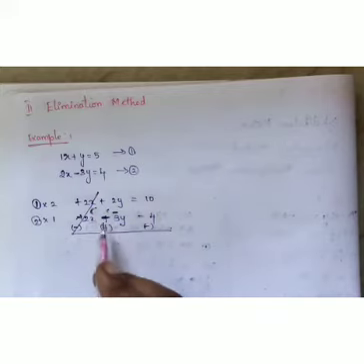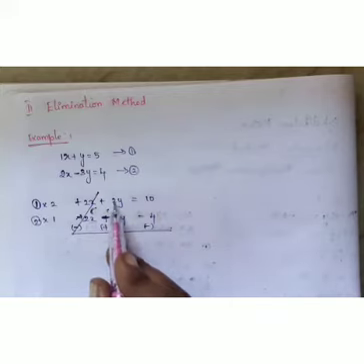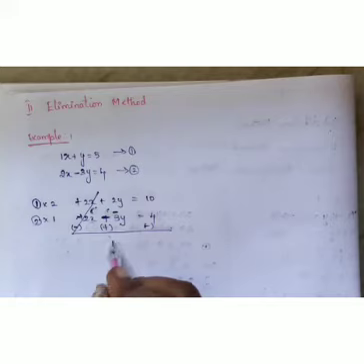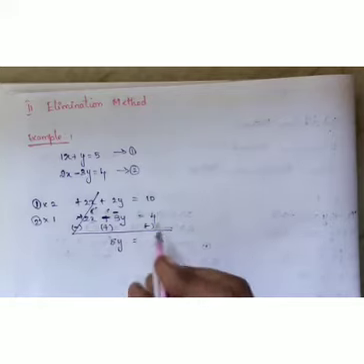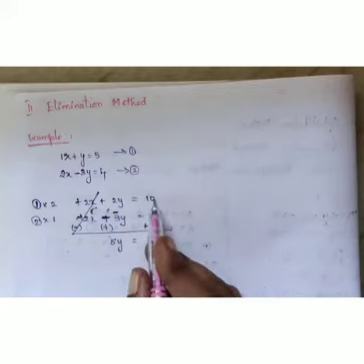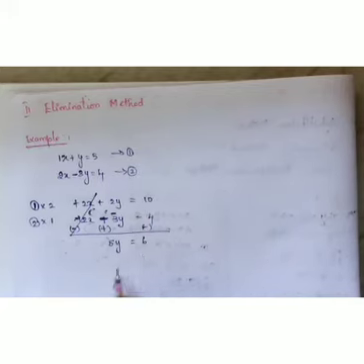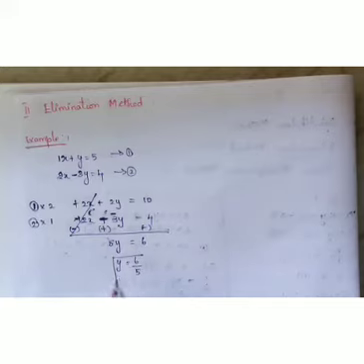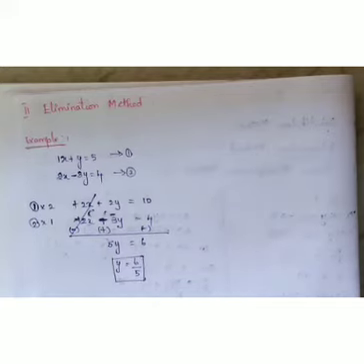Now add up these two. So what will happen? 2y plus 3y equals 5y. That is equal to 10 minus 4, that is 6. So y is equal to 6 by 5. I got the y value here.